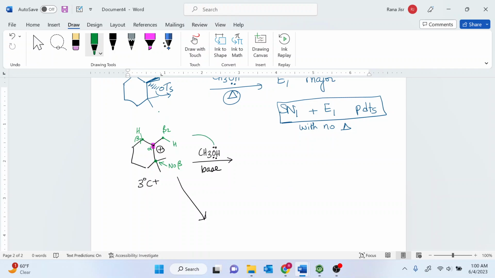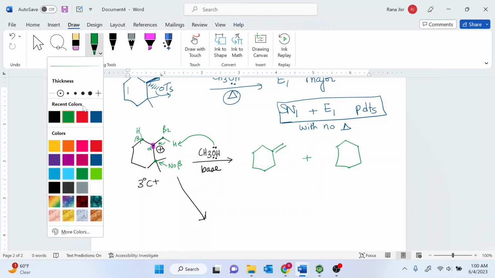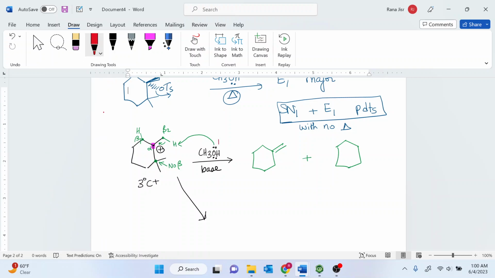So now the base is going to come, take this beta hydrogen and form the alkene. And you're going to end up getting the double bond. Plus, the base is going to end up attacking the beta 1 hydrogen and forming the alkene on this side, and always the alkene is formed between the alpha and the beta carbons.